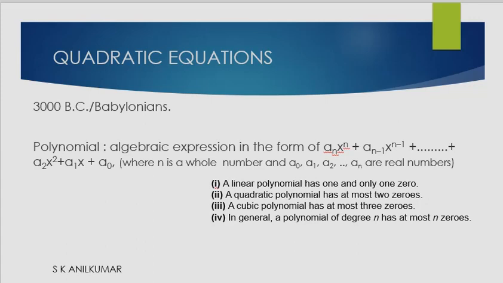A cubic polynomial has a maximum of three zeros. That means the equation will give a result of 0 three times for three different values of x. In general, if x is to the power of n, then you will have n different unique solutions, or for n different values of x, you will have 0. This is in general about polynomials.